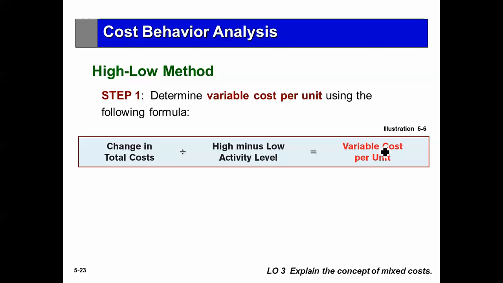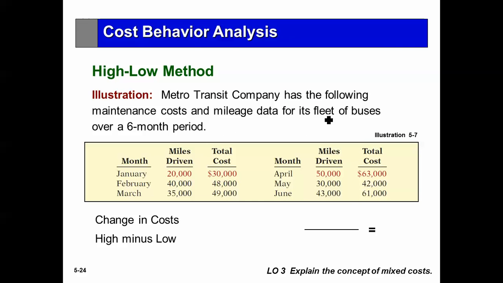The formula is the change in costs divided by the high activity level minus the low activity level equals the variable cost per unit. So therefore, in an example, Metro Transit Company has the following maintenance costs and mileage for its buses. In January, 20,000, February 40,000, March 35,000, April 50,000. So you see, the lowest activity is January and the highest is April. The cost in January was 30,000 for 20,000 miles. It's 48,000 for 40,000. You see, we doubled the activity, doubled the number of miles, but the cost did not double. So we know that this is a mixed cost.